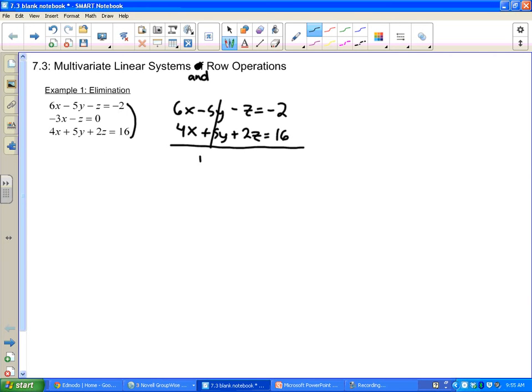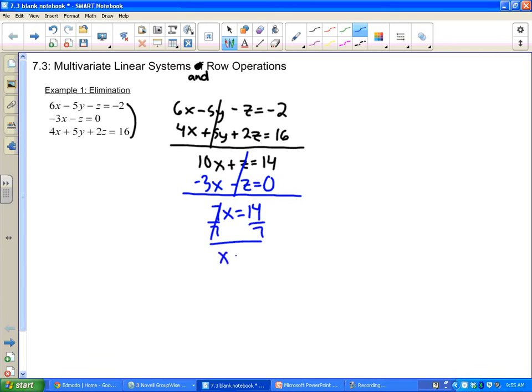So I finish adding together and get 10x plus 1z equals 14. So now I have two equations that have x's and z's. So I can put those two equations together and say, okay, let's eliminate either x or z. Well, in this situation, the better variable to eliminate would be z, because it's already set up to eliminate. So let's get rid of our z's. We get 7x equals 14. Divide by 7 on each side, and we get x equals 2.